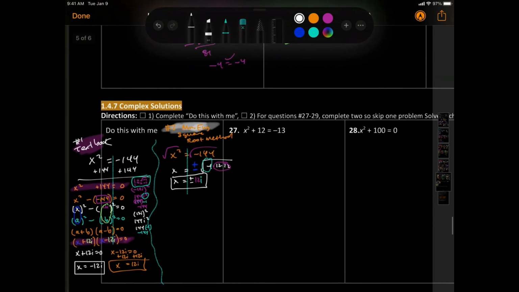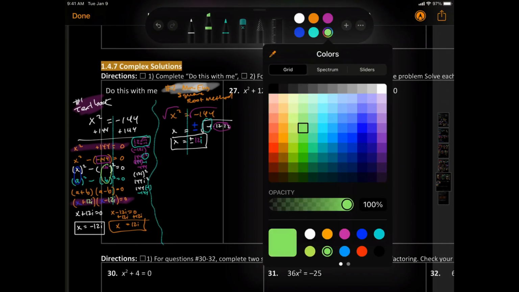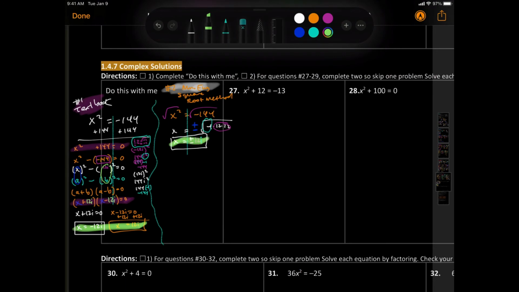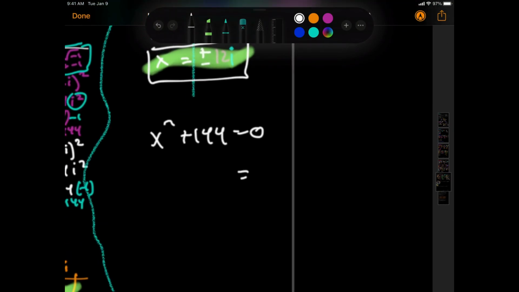Now, I want to show you guys how fast that was comparatively. Here are my solutions here, and here are my solutions there. So essentially I have the same answer. Now, if they ask you to factor it first, you can just do this. Now that we've done the problem with the square root method, you can add negative 144, moving the negative 144 to the other side, so you have this. We haven't talked about this, so this is a little bit more advanced.